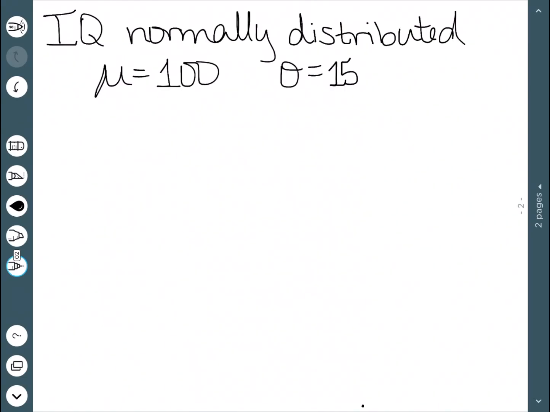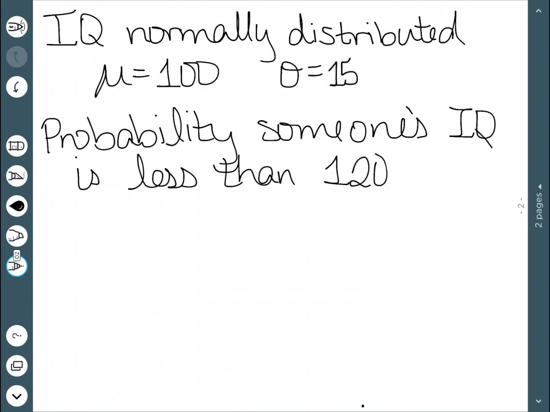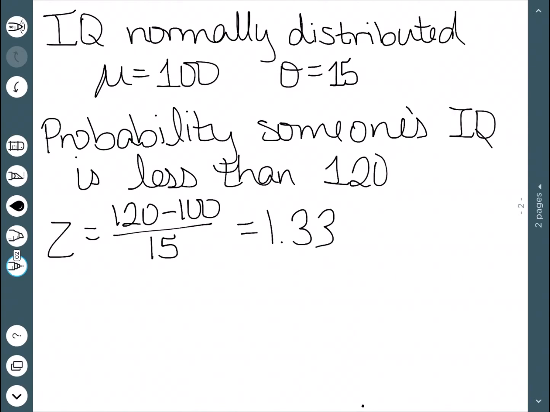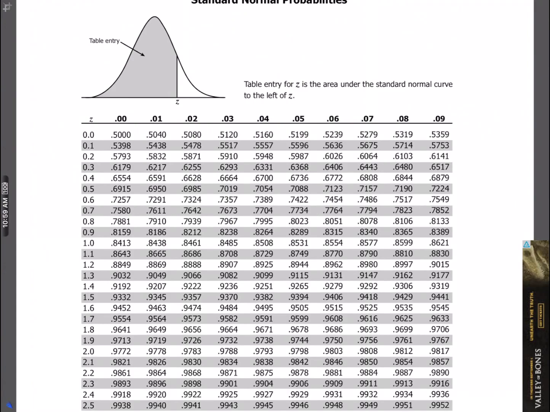We know that IQ is normally distributed and it has a mean of 100 and a standard deviation of 15. I want to know what is the probability that someone's IQ is less than 120. And this is exactly what we were doing before with normal distributions. We need to find our z-score, so we have our data value minus the mean divided by the standard deviation, which ends up being 1.33, and then we need to look this value up in the z-table. We'll then move to our z-table, look for 1.3 down, and then over to the next 3 to get 0.9082.